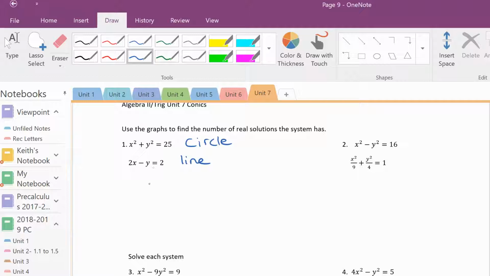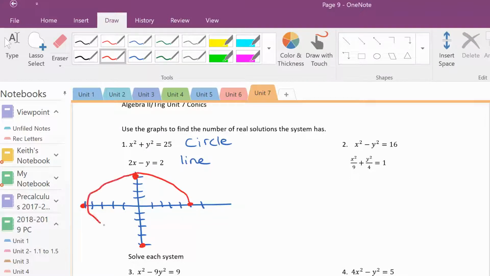So for the circle, when you graph it, you go up 5, over 5, down 5, and to the left 5, and then you make your circle. So this is a circle, and the center is 0, 0.